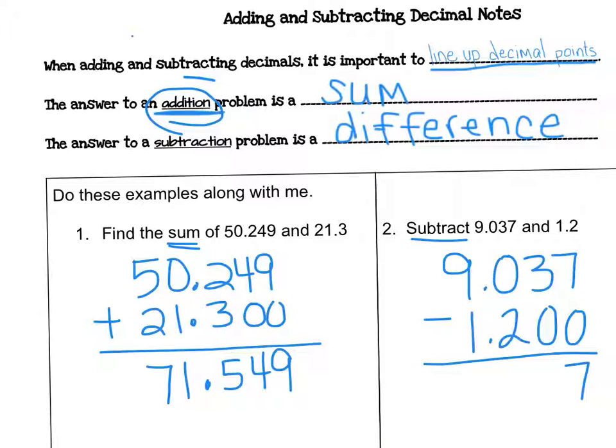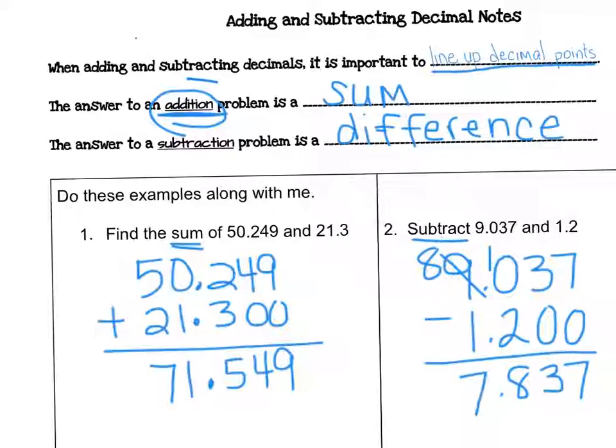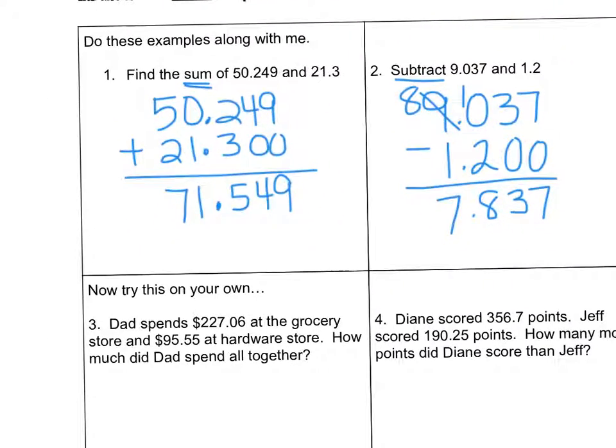7 minus 0, 3 minus 0, 0 minus 2 we can't do, so we have to borrow. This becomes 10. 10 minus 2 is 8. 8 minus 1 is 7, so our difference is 7 and 837 thousandths. All right, please move down on your notes.